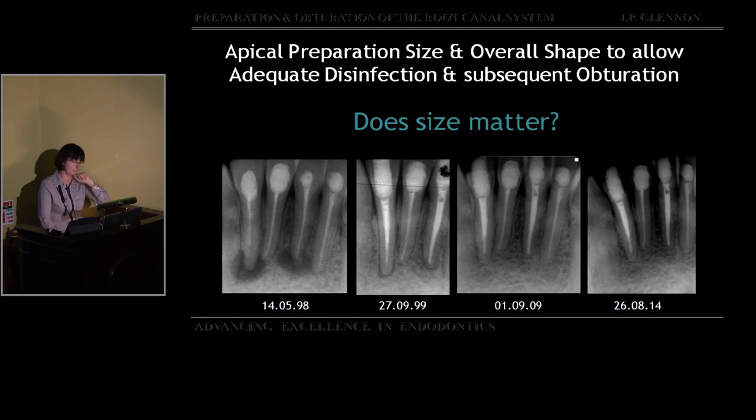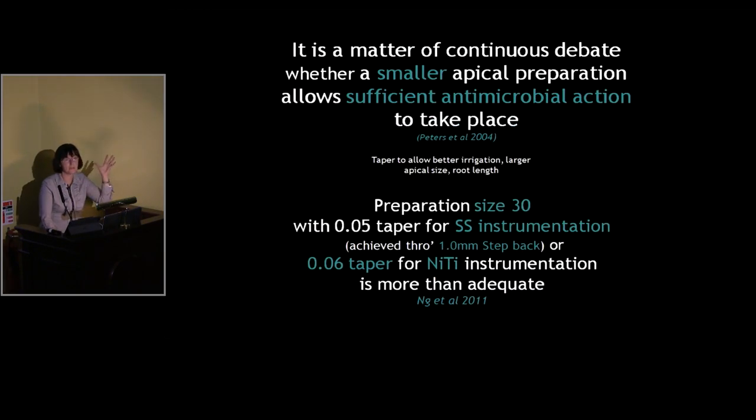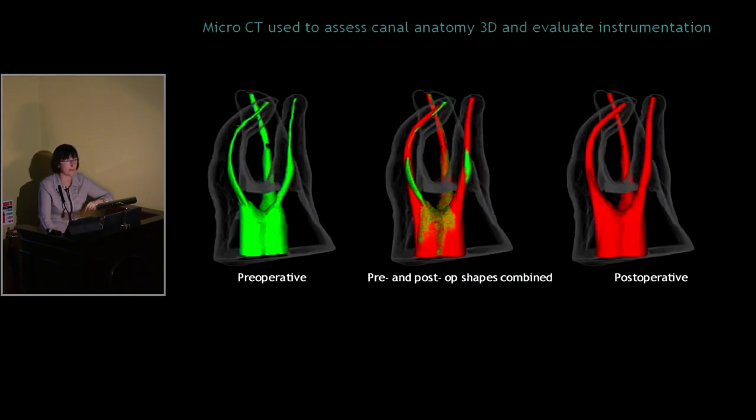Why did they work? It's a matter of continuous debate whether a smaller apical preparation allows sufficient antimicrobial action to take place. In this research work, this paper from Paul and Kish, in their discussion, they suggested that apical preparation size 30, using a millimeter step back in your hand files, or if you're using a nickel titanium system that has a 0.6 taper, that should allow adequate exchange of irrigants so that we can get antimicrobial action going on.